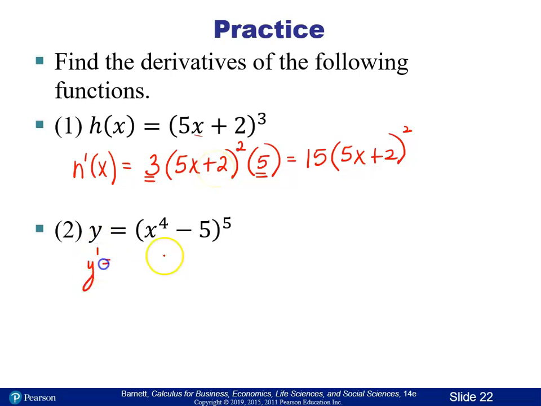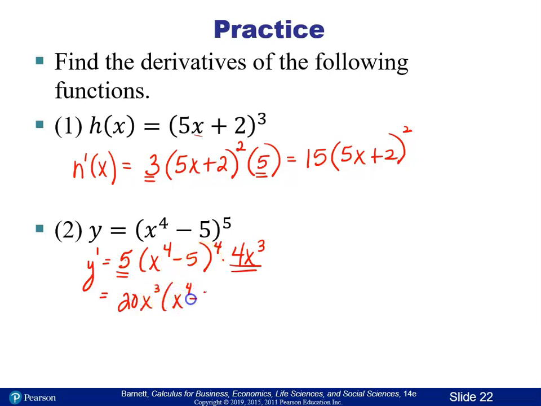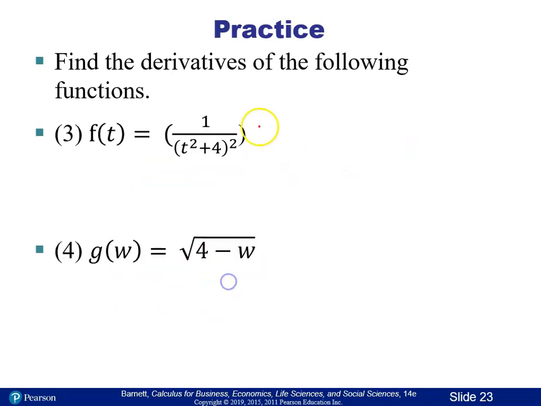This one, same idea. Bring the 5 down in front. Drop the power by 1, and then follow that by the derivative of the inside, which would be 4x cubed. So combining these together, I'll have 20x cubed and leave this whole parenthesis to the 4th power alone. Okay, this one I would do a rewrite of first.